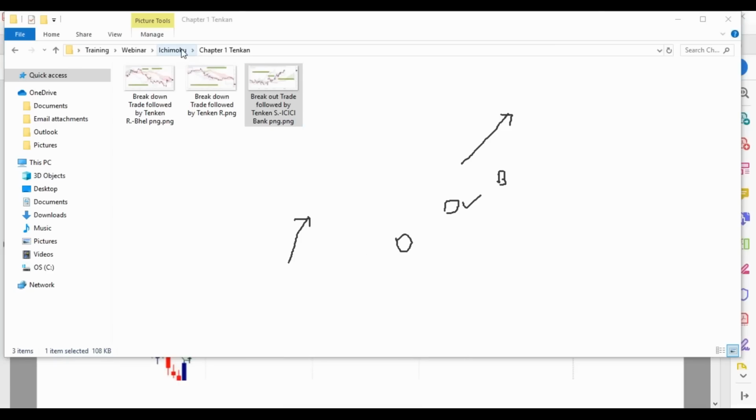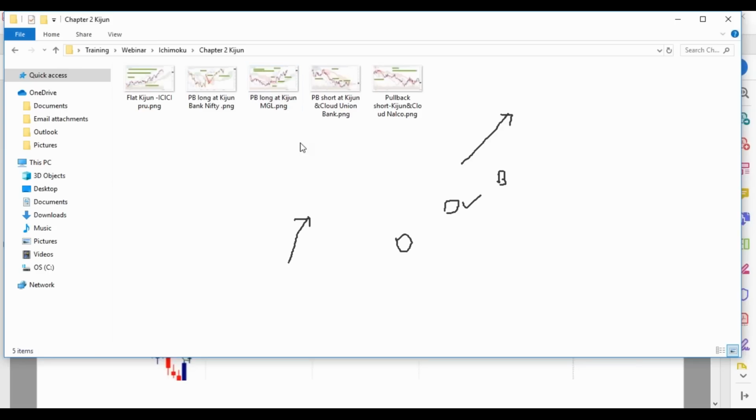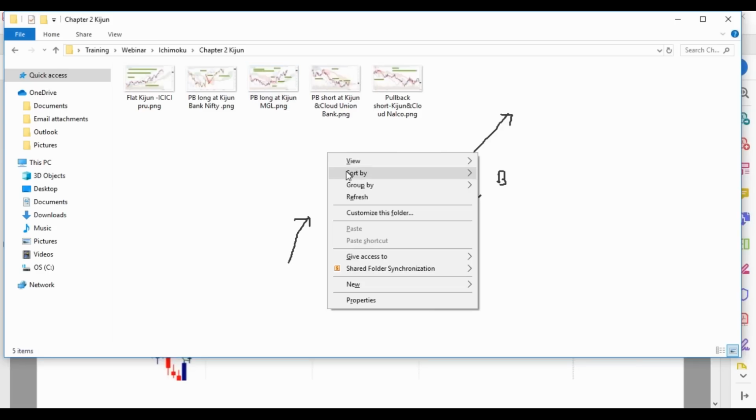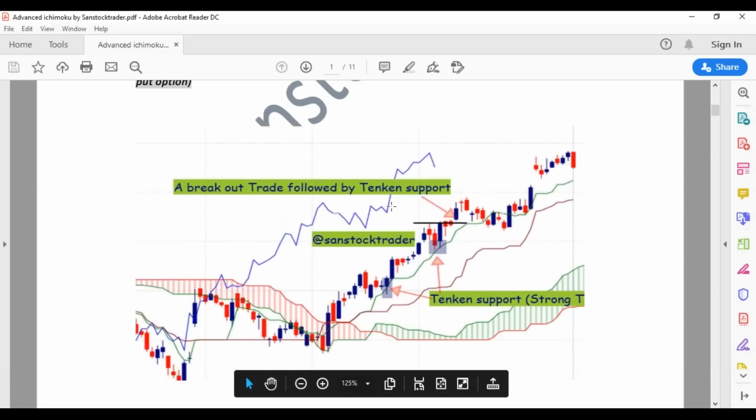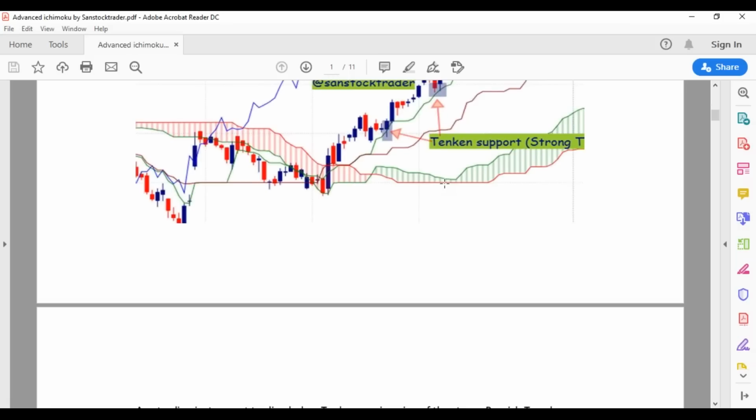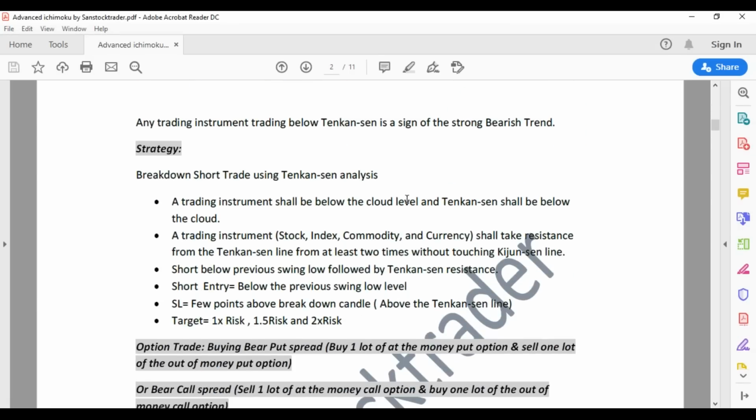Now our second chapter is the Kijun-sen. This strategy is purely based on the Kijun-sen. In the first chapter we talked about the breakout trade. Now our focus will be a pullback trade. Here the strategy is very simple.